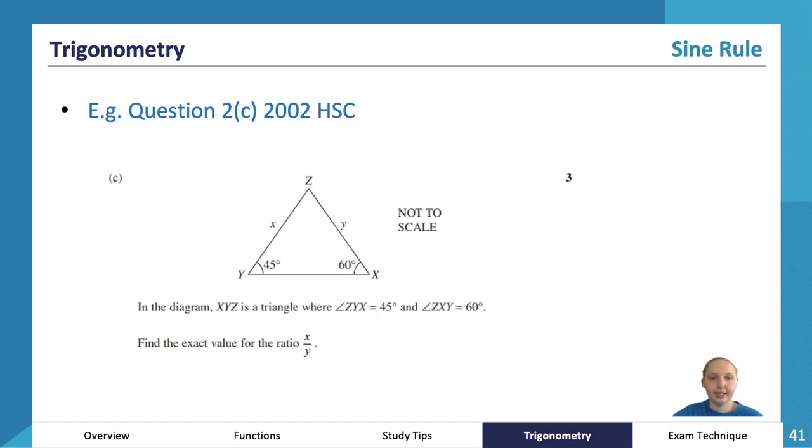All right, looking at a second question using the sine rule. This is from the 2002 HSC. So in the diagram, XYZ is a triangle where angle ZYX is 45 degrees and angle ZXY is equal to 60 degrees. Find the exact value for the ratio X over Y. This is a little bit trickier and it's worth 3 marks.